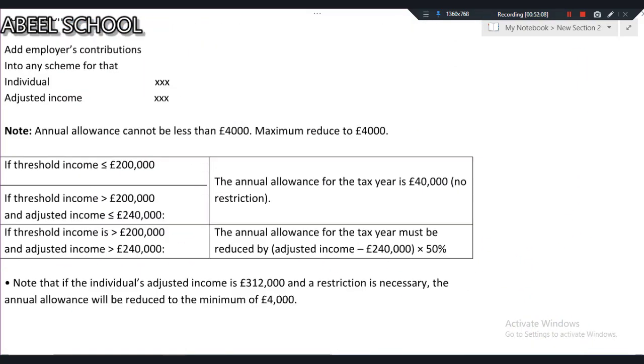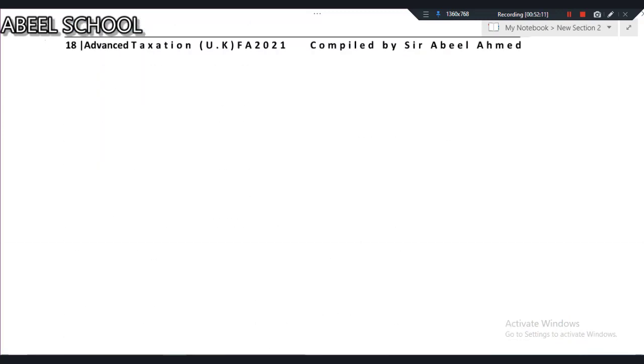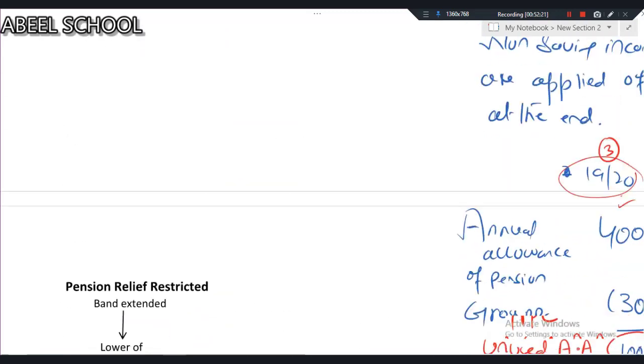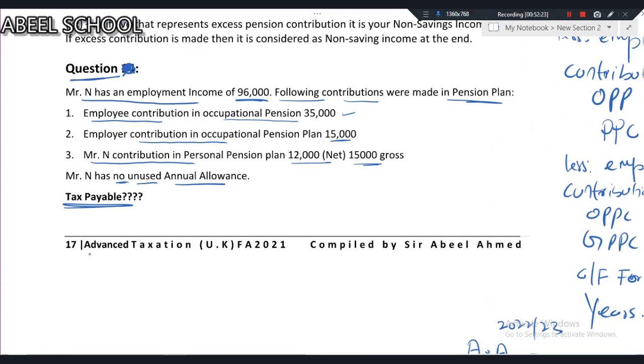So if I go back to the question just to show you. Again, dear student, please do not confuse yourself with this. You are studying Finance Act 2022. That is very important that I should tell you. Otherwise, you will keep asking the question. Leave this. You are studying Finance Act 2022. The annual allowance limit is 40,000.